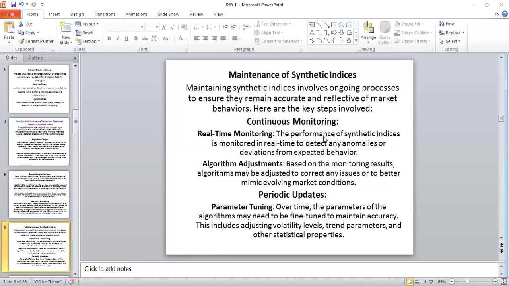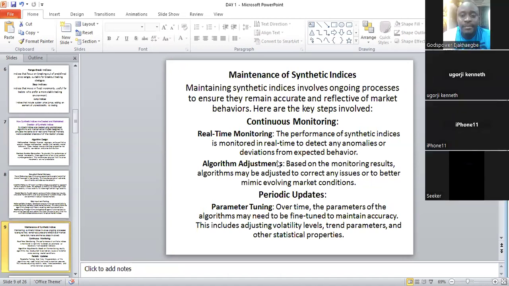The performance of synthetic indices is monitored in real time to detect any abnormalities or deviation from expected behavior. Are you with me? But one thing you must know is algorithmic designers are highly paid people. Why? Because they have a special computer that is constantly working to ensure that there is no breakage in the designs. Are you with me? So that is how it is.